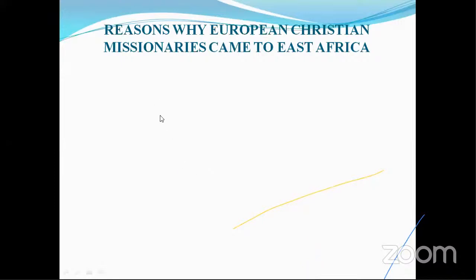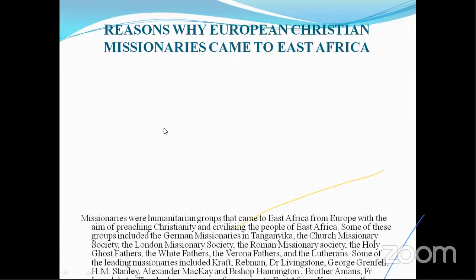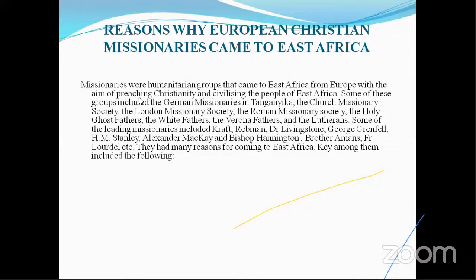So we are now going to look at the reasons why the European Christian missionaries came to East Africa. But before that, there is some small introduction here. Missionaries were humanitarian groups that came to East Africa from Europe with the aim of preaching Christianity and civilizing the people of East Africa. Some of these groups included the German missionaries in Tanganyika, the Church Missionary Society, the London Missionary Society, the Roman Missionary Society, the Holy Ghost Fathers, the White Fathers, the Verona Fathers, and the Lutherans.